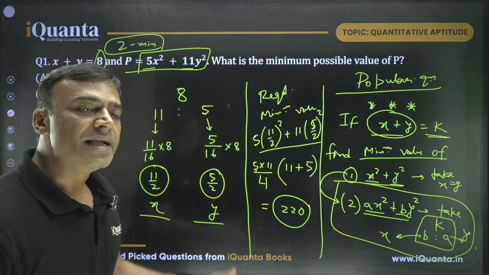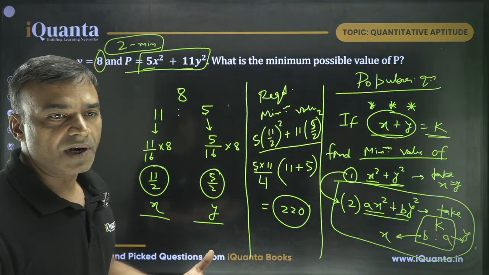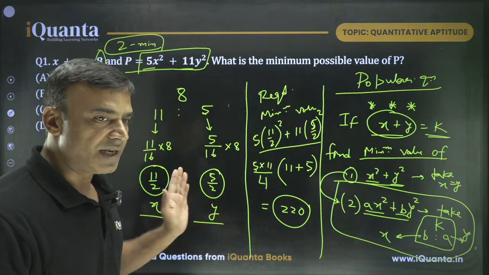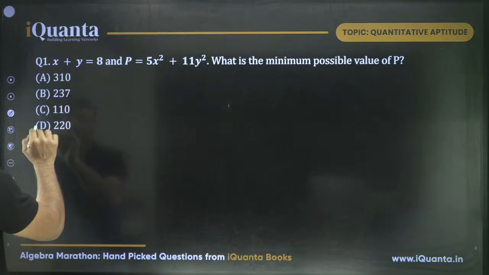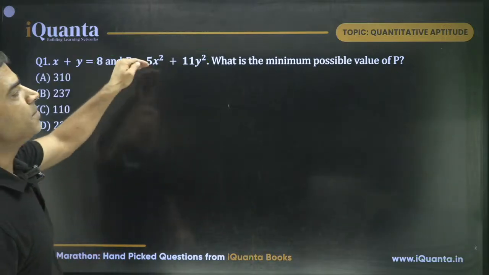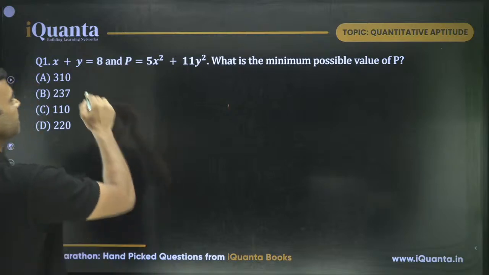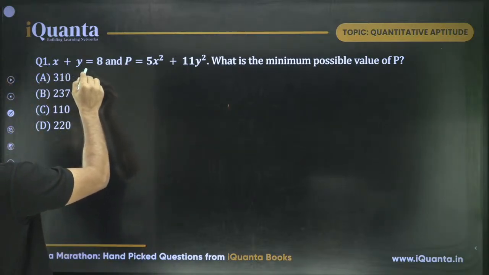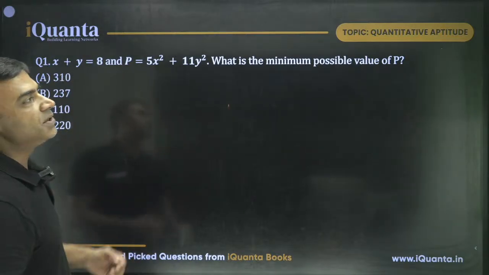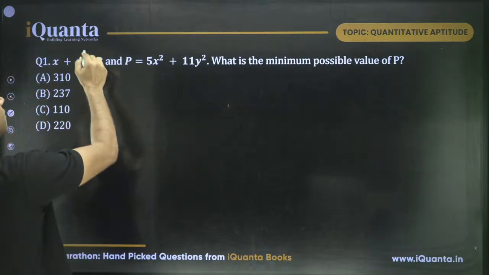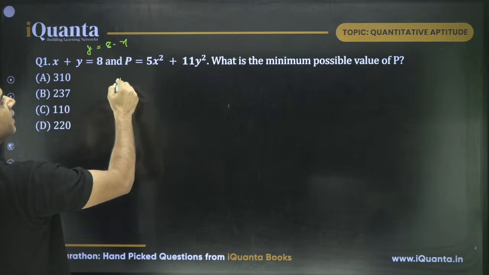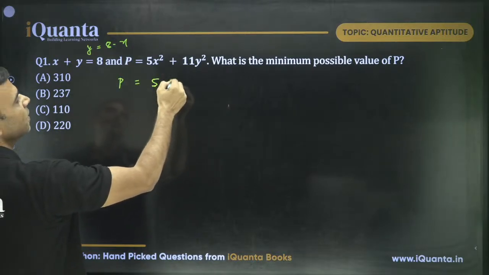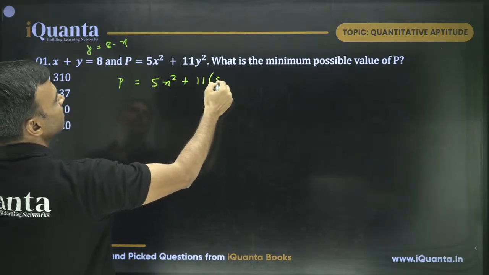But at the same time, if there is a bigger or difficult question, then you must know the conventional method, which I'm going to discuss now. The conventional method is also very easy. It's just that it may take a little time for the process. What is the conventional method? x plus y is equal to 8. So we express everything in the same variable. So we have y is equal to 8 minus x. And this gives us p equal to 5x square plus 11 into (8 minus x) whole square.